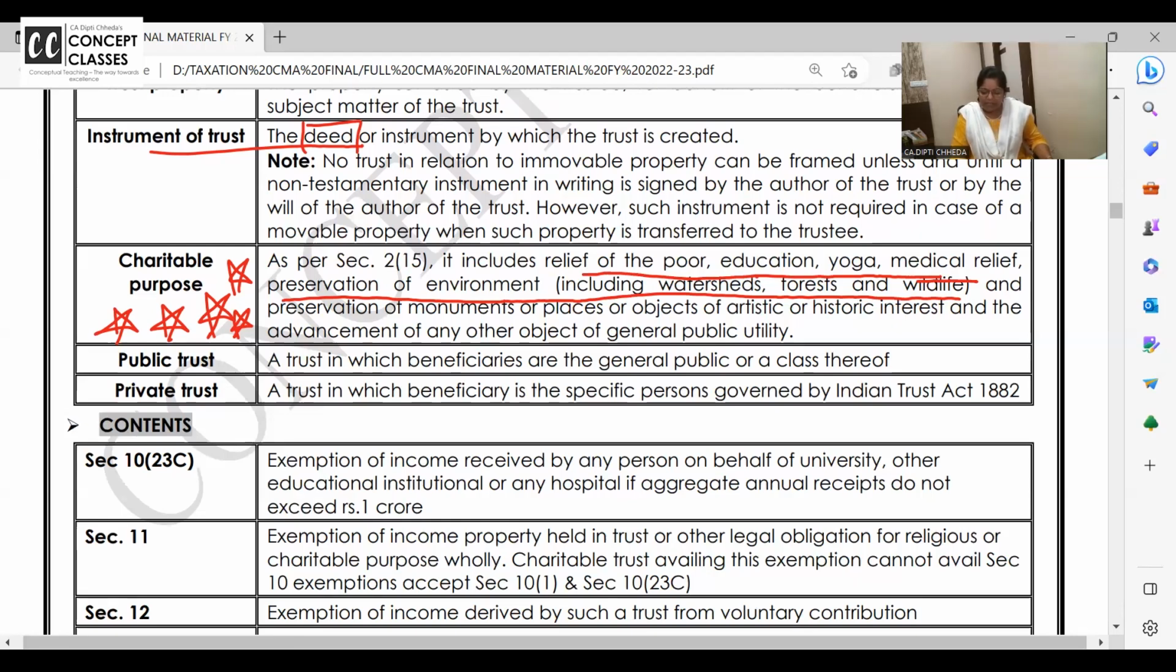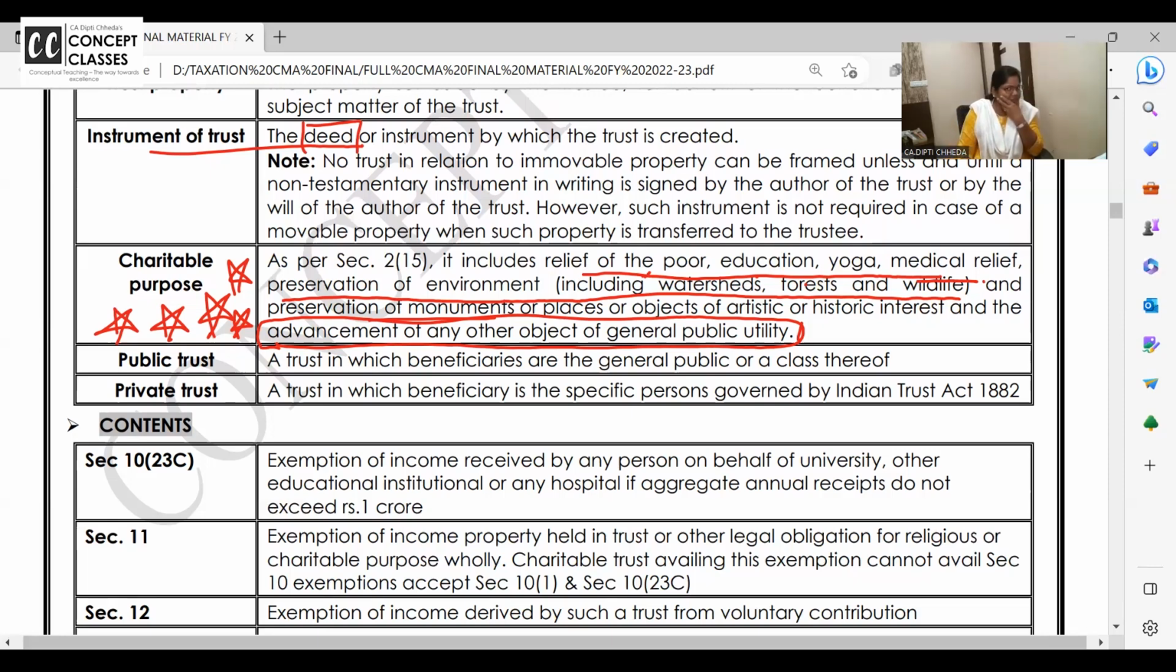It is relief of poor, education, yoga, medical relief, preservation of environment, monuments, and any other object. Advancement of any other object of general public utility, we will discuss this. So general public doesn't mean it should be for all. For example, the Institute of Chartered Accountants of India is a trust, but it works only for its members. After qualifying, we are the members of ICAI. You all will become the members of the Cost Accountant Institute.